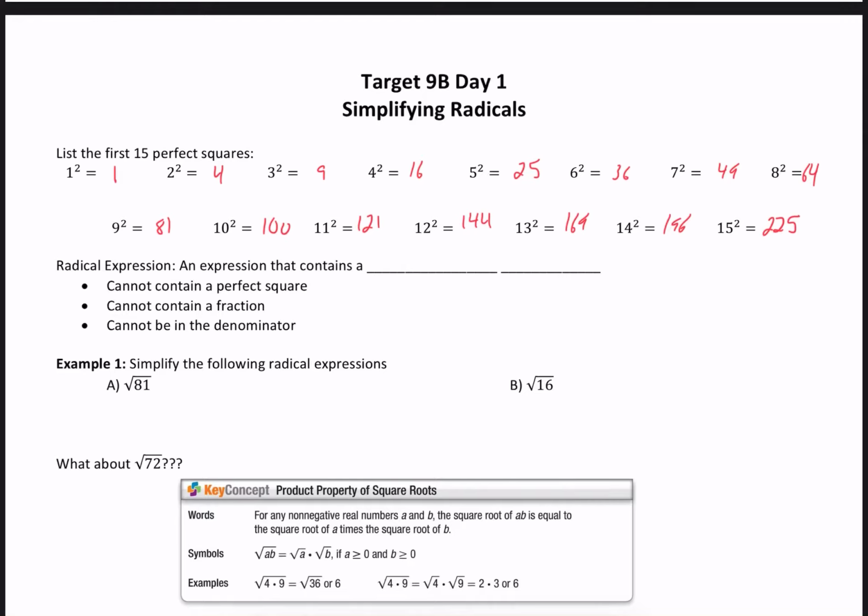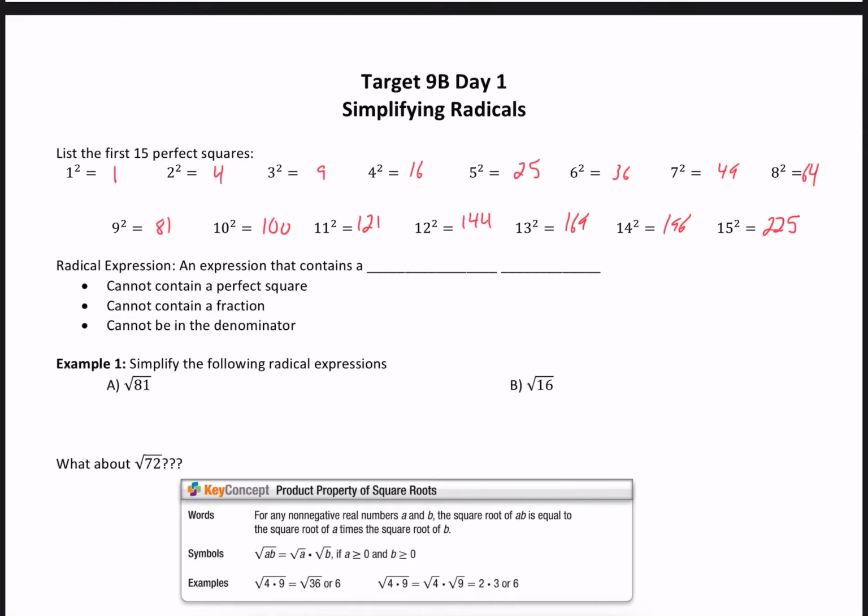And remember, squaring, like 3 squared, is not 3 times 2. Squaring is multiplying a number by itself. So 3 squared is going to be 3 times 3, which gives me 9. So I'll give you a chance to write down all those numbers and start familiarizing yourselves with them.